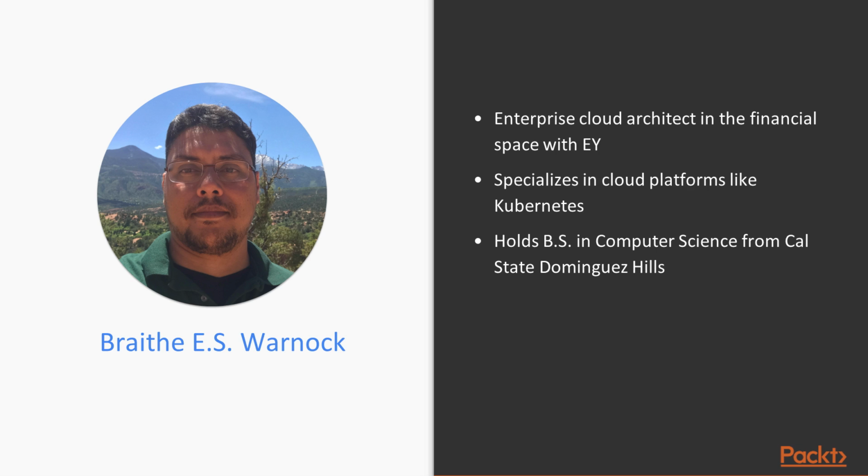My name is Braith Warnock, and I'm an enterprise cloud architect in the financial space with Ernst & Young. I specialize in cloud platforms like Kubernetes, Cloud Foundry, AWS, etc. I hold a BS in computer science from Cal State Dominguez Hills, and I'm currently working on my Master's of Science in Computer Science from Johns Hopkins Whiting School of Engineering.